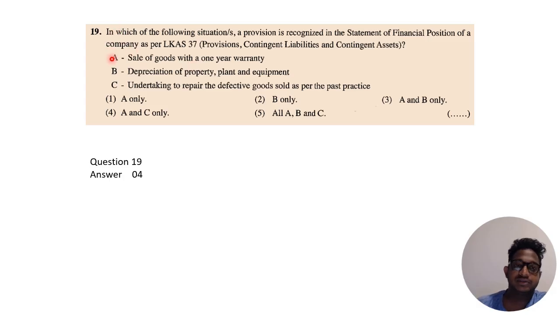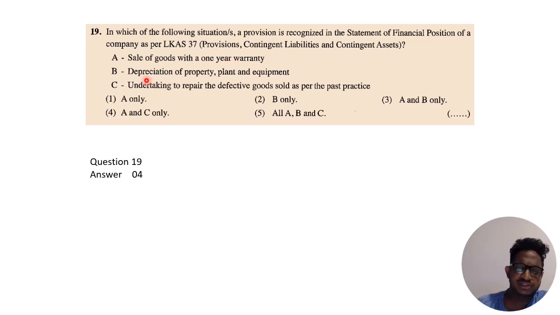19. In which of the following situations is a provision recognized in the financial statements of a company as per LKAS 37? Provisions, contingent liabilities, and contingent assets. They are asking about the provisions. Provision එකක් විදිහට recognize කරන්නේ මොනවද කියන එක. Sale of goods with 1 year warranty, yes, it's a probable outflow. So it's a 1 year warranty, and that means it's a provision.